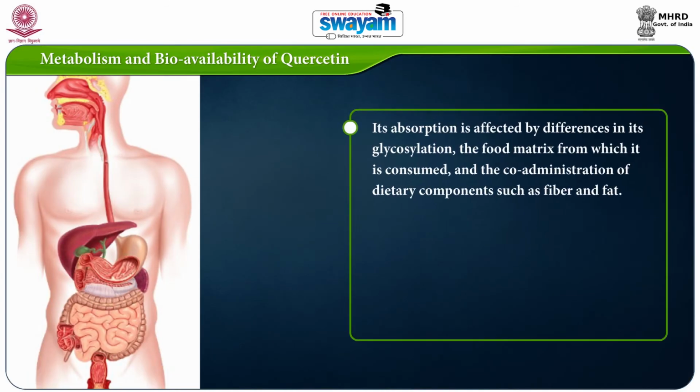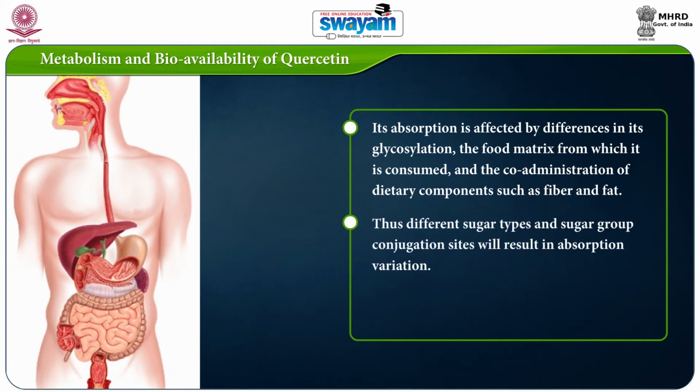Thereafter, its absorption is affected by differences in its glycosylation, the food matrix from which it is consumed, and the co-administration of dietary components such as fiber and fat. Thus, different sugar types and sugar group conjugation sites will result in absorption variation.